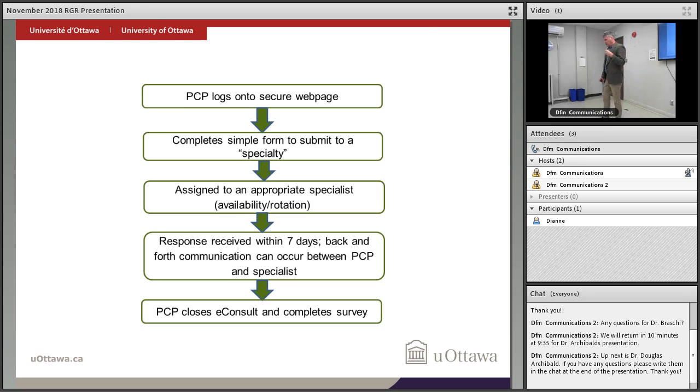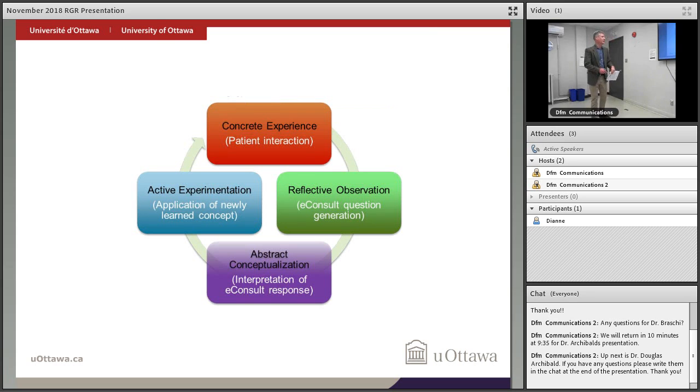Originally, of course, this was identified as an access to care solution. But very quickly, we realized that there were many educational opportunities afforded by this process. And that's what I'd like to talk about today, one of those educational opportunities. So let's go back to the Kolb framework. That concrete experience that Kolb talked about, obviously, is the patient interaction that the primary care provider has.